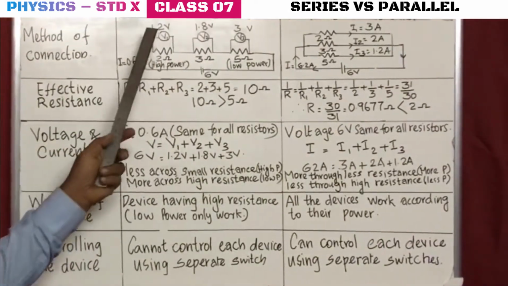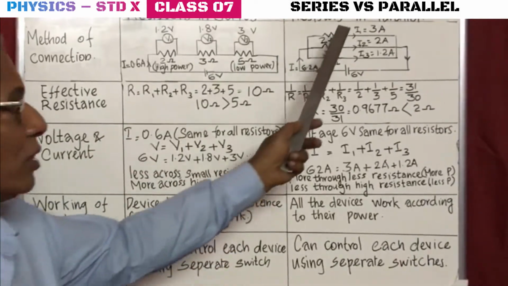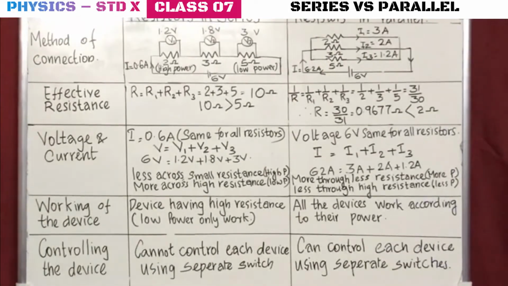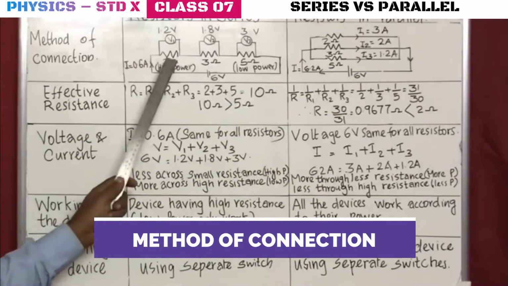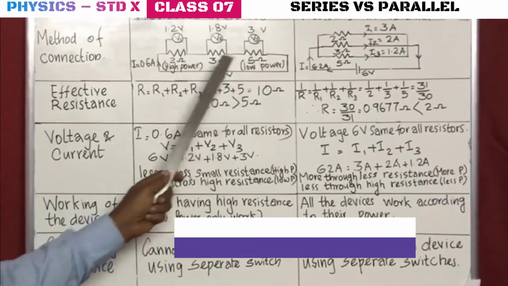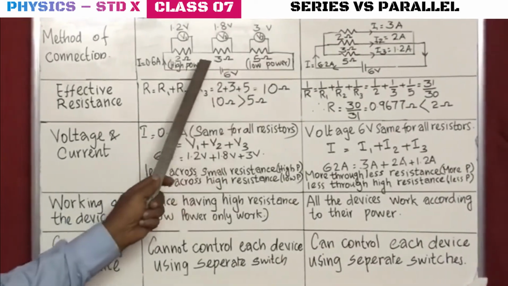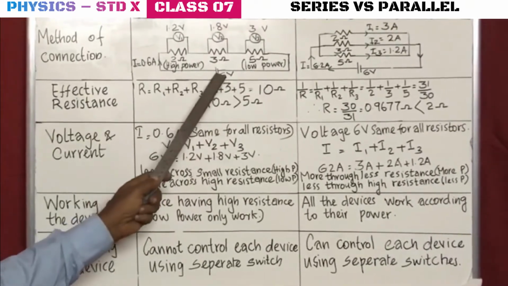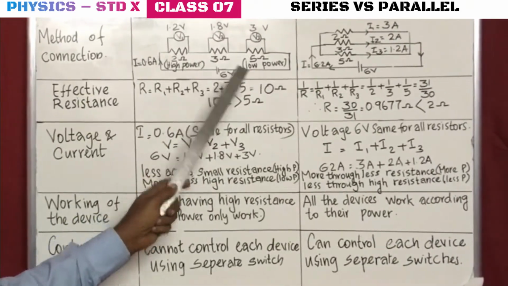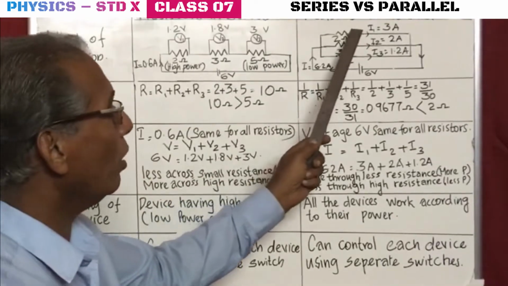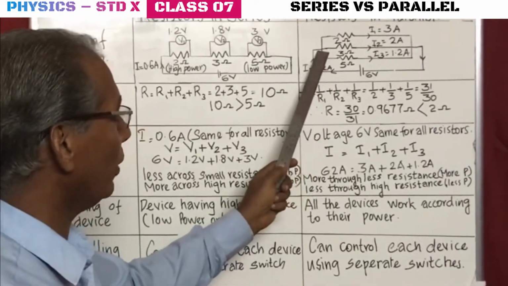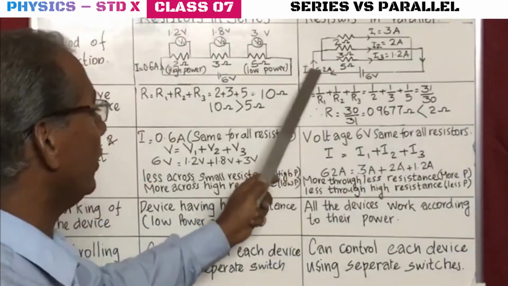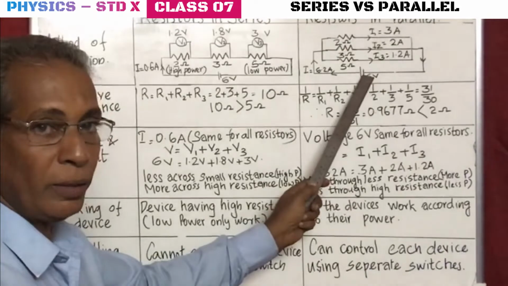Here resistors in series and here resistors in parallel. First, method of connection. Here R1, R2, R3 are connected one after the other, that is 2 ohms, 3 ohms and 5 ohms, connected to a battery of 6 volt. And here one end of all the resistors is connected to one point, the other ends to another point, and they are connected to a 6 volt battery.